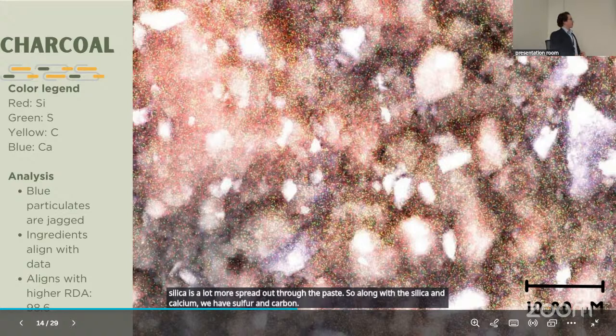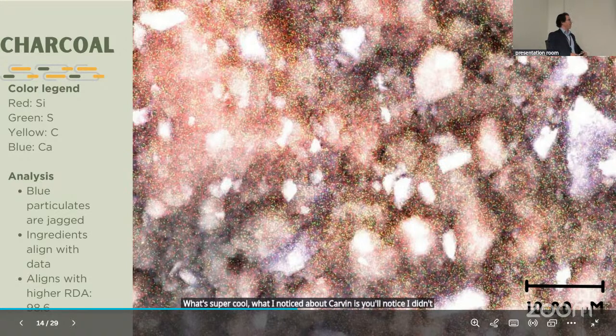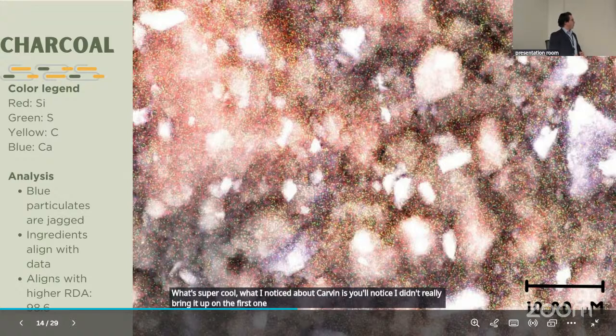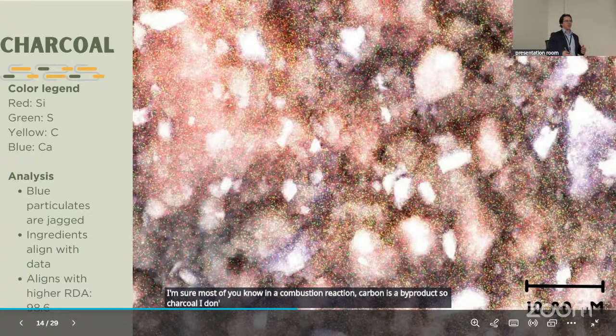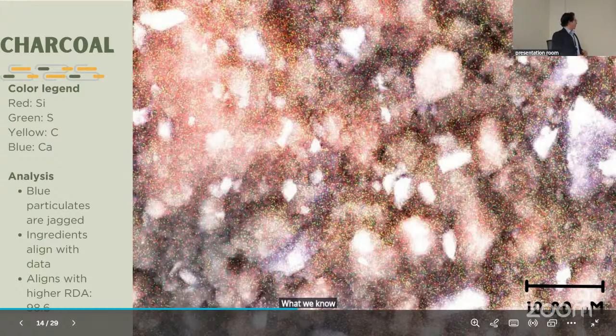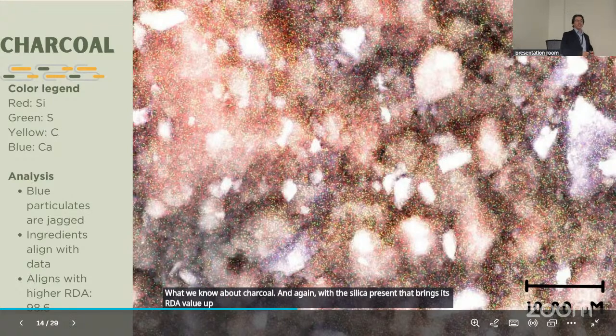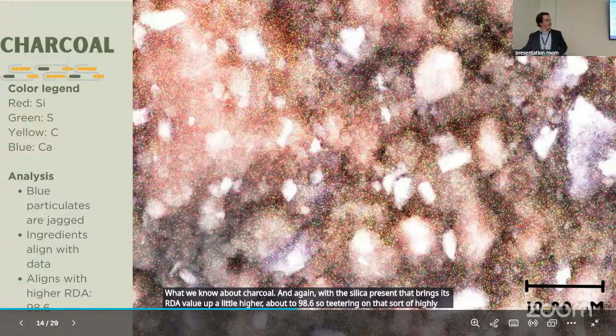What's super cool, what I noticed about carbon, is you'll notice I didn't really bring it up on the first one, but charcoal and carbon are very, very closely intertwined. I'm sure most of you know in a combustion reaction, carbon is a byproduct. So charcoal, in basic terms, is pretty much just burnt wood, a lot of the time burnt byproducts. So the carbon in there aligns with what we know about charcoal. And again, with the silica present, that brings its RDA value up a little higher, to about 98.6. So teetering on that highly abrasive limit there.